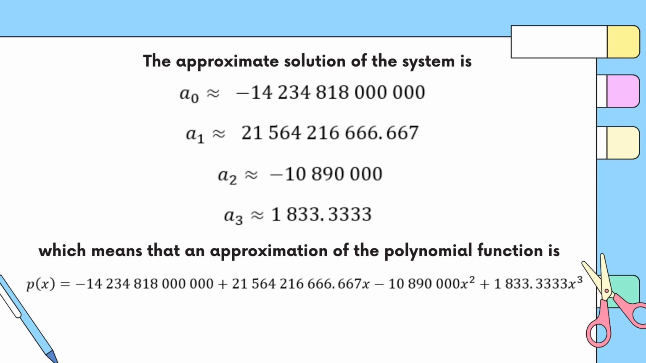which means that an approximation of the polynomial function is p(x) = negative 14,234,818,000,000 plus 21,564,216,666.667x minus 10,890,000x^2 plus 1,833.3333x^3. So, this is our cubic polynomial.